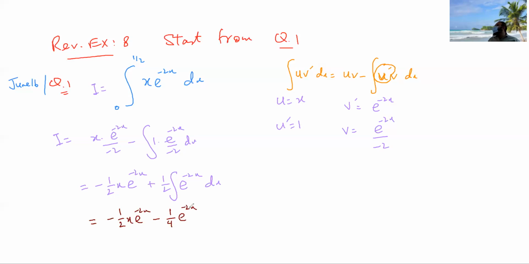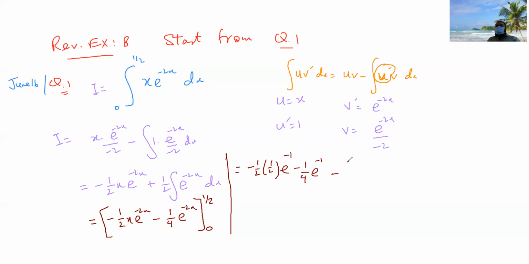Okay? Now all that integration is done. It's time to mention the limits. Sometimes we do forget to mention the limits at the very end. Okay, this is 0 to half. So when I put the limits in here, I get minus half into half e raised to power minus 1 and minus quarter e raised to power minus 1.